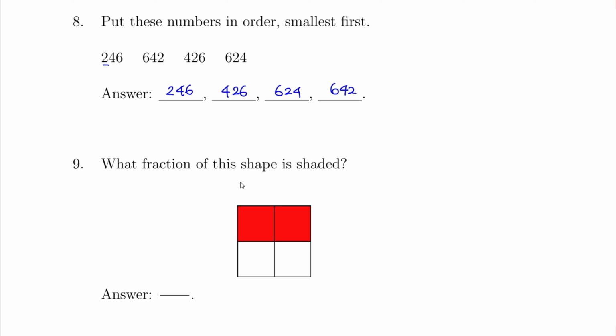Now number 9. What fraction of this shape is shaded? You see how many parts are shaded? It's 1, 2, so it's 2 out of all of it. All of it, that means 1, 2, 3, 4. 4 parts. So the fraction is 2 by 4. But also, if you want to rename it as a half, that's fine. If you leave it as 2/4, that's also okay.